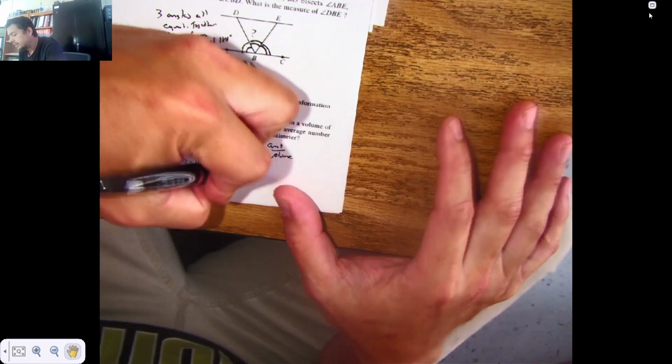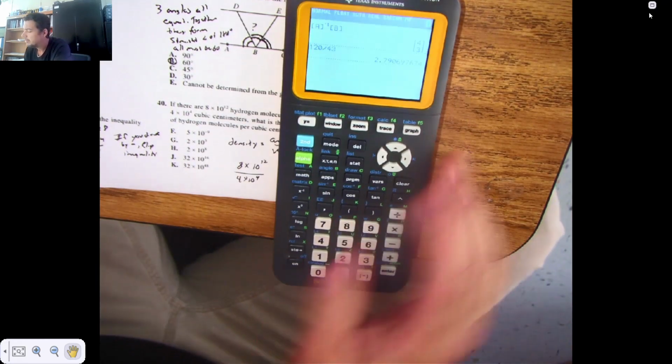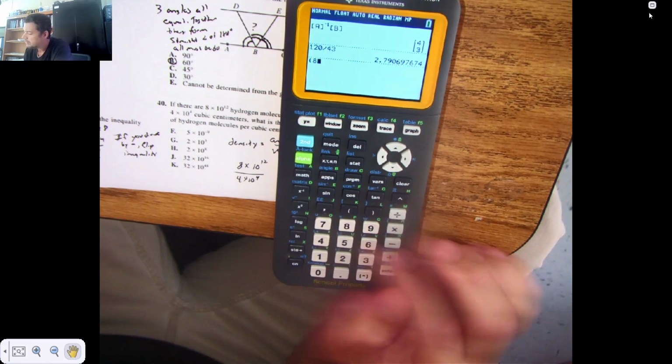All right, number 40. If there are 8 times 10 to the 12 hydrogen molecules in a volume of 4 times 10 to the 4th cubic centimeters, what is the average number of hydrogen molecules per cubic centimeter? So this is a density problem. Density is simply the amount over the volume. That's all it is. So I get to take 8 times 10 to the 12th, and I get to divide it by 4 times 10 to the 4th. And if you can't do this by hand, just type in the calculator. Be careful about how you type in the calculator.